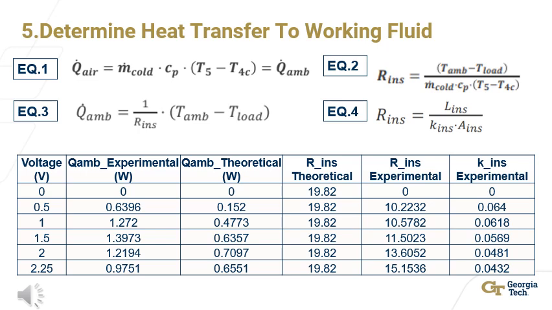Lastly, the experimental thermal conductivity was calculated by manipulating equation 4 with the experimental thermal resistance. It is shown the value is inconsistent throughout each trial and seems to have an inverse relationship with voltage. It also shows the conductivity should be calculated, as the experimental value overshoots the initial value used, which was 0.033.